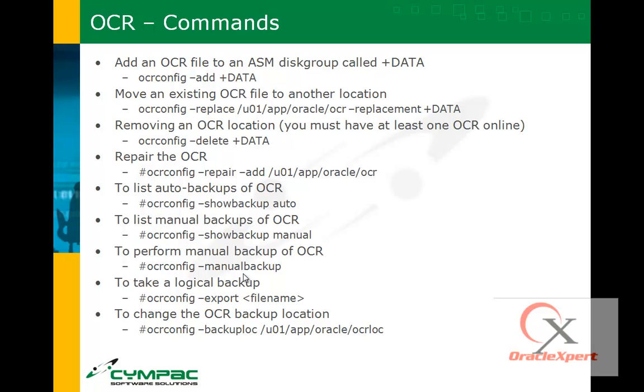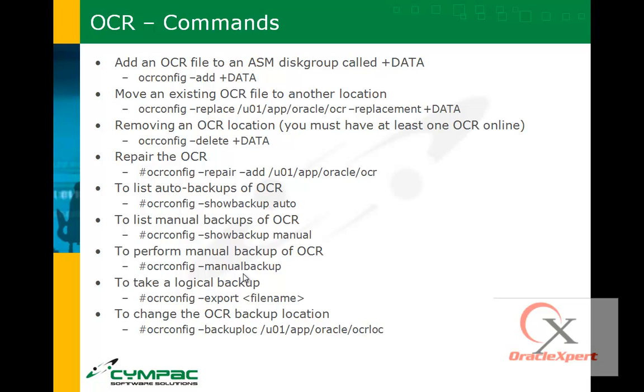If you had only one copy of OCR and that is the one you are trying to remove, Oracle will never allow you. So to remove an OCR location, you can say ocrconfig -delete +data, which means delete the copy of OCR which is currently on the disk group data. After successful execution, ensure you still have another copy somewhere else. Otherwise the command itself will not work. To repair the OCR from a given node, you can say ocrconfig -repair -add the new location. So it will automatically start pointing your OCR pointer file to that new location.